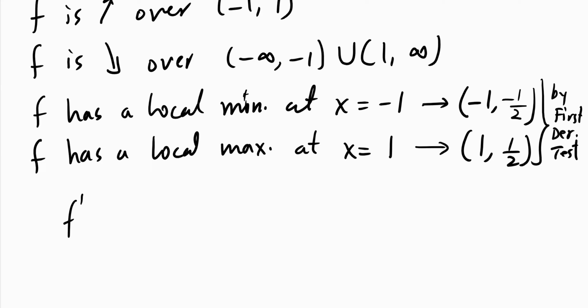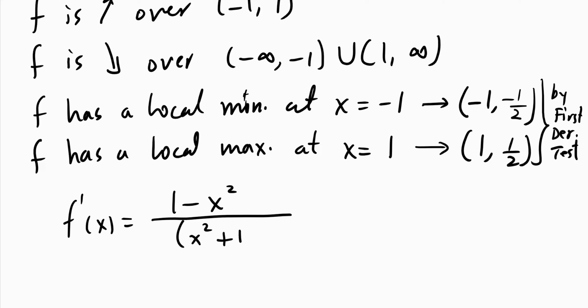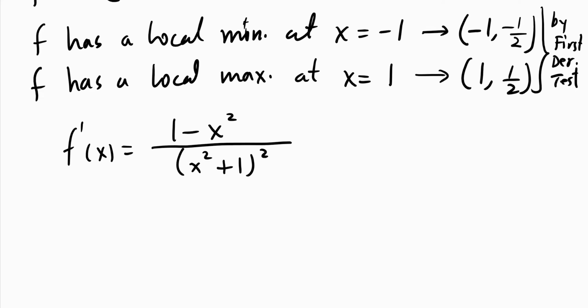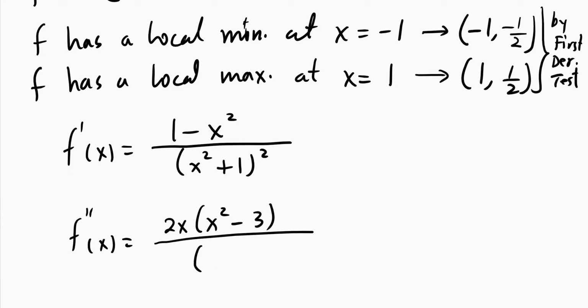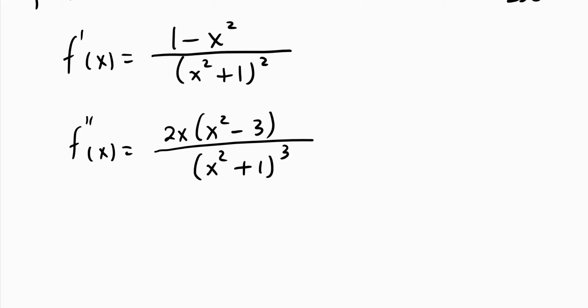From f prime that we found earlier, or y prime, it was 1 minus x squared over (x squared plus 1) squared. If I find the second derivative by the quotient rule again, I'm going to let you try, but you're going to get 2x times (x squared minus 3) over (x squared plus 1) to the third power. Notice the denominator is always going to be positive here because x squared plus 1 is always positive.